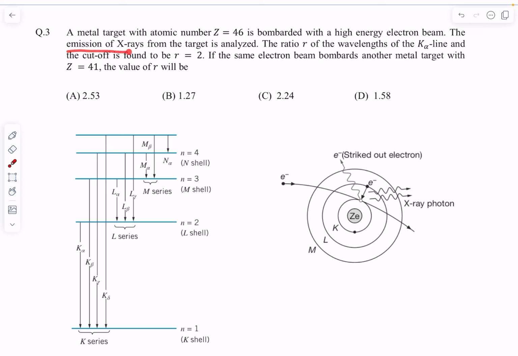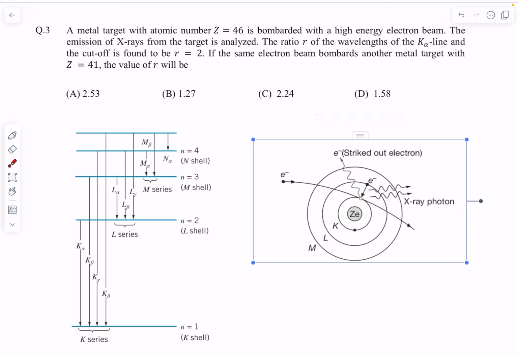The emission of X-rays from the target is analyzed, and they've given us a ratio small r, which is the ratio of the wavelength of the K alpha line and the cutoff wavelength. We'll briefly discuss what those are. In the first case, it is found to be 2. Now it's given that the same electron beam bombards another metal target with atomic number 41, then what will be the value of r?